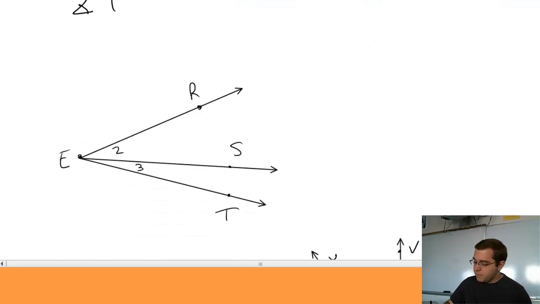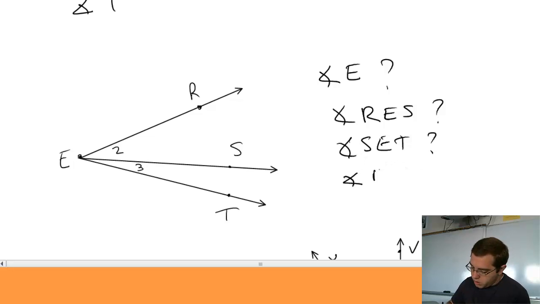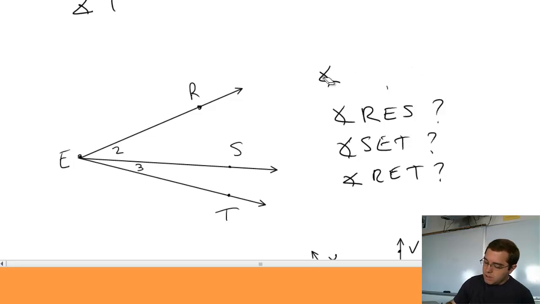Well, let's look at this picture. If I were to ask you about angle E, we don't know which angle I'm talking about. Angle E, is it angle RES? Is it angle SET? Or is it angle RET? We don't know. So we can't name an angle in this picture angle E, because we don't know which one we're talking about. So in this picture we have to use three letters. And which three letters we choose determines which angle we're using.